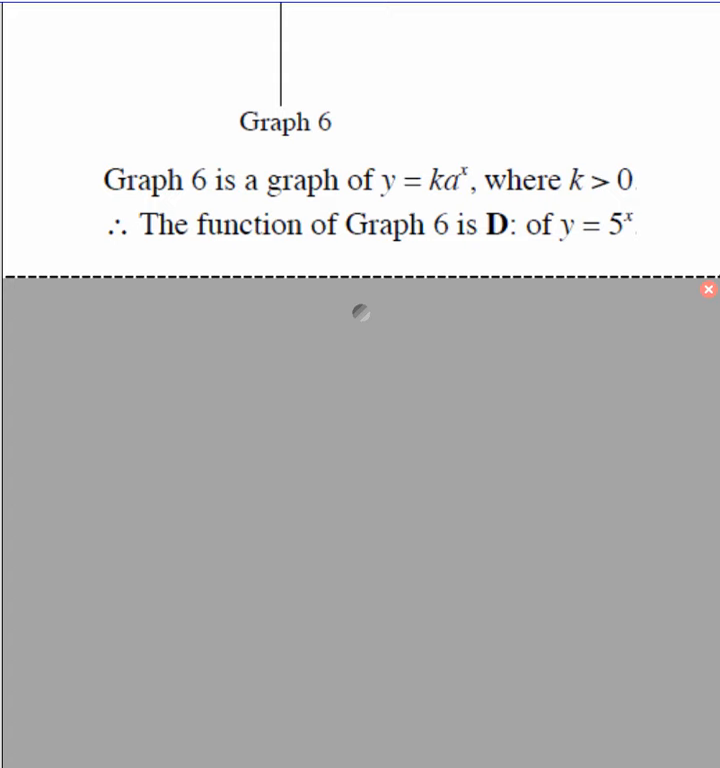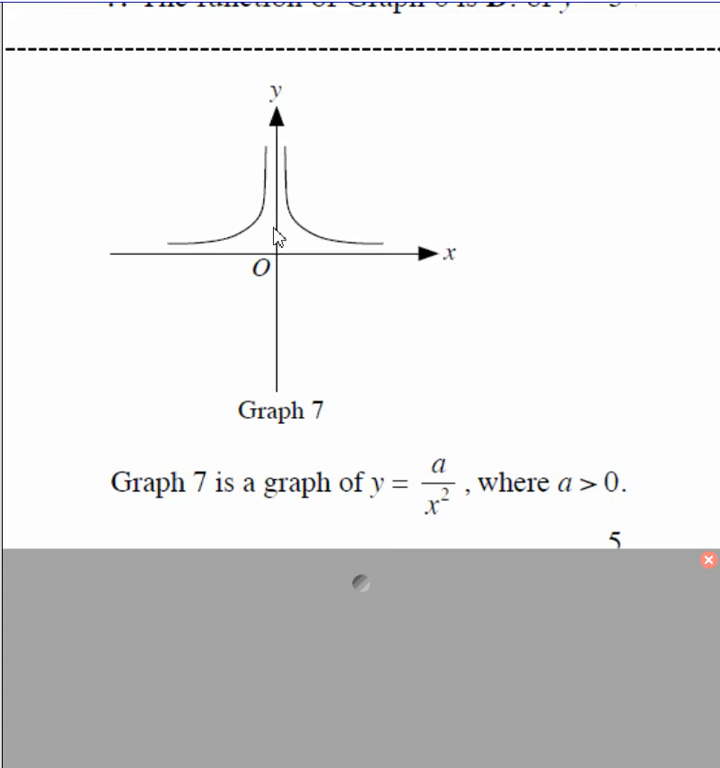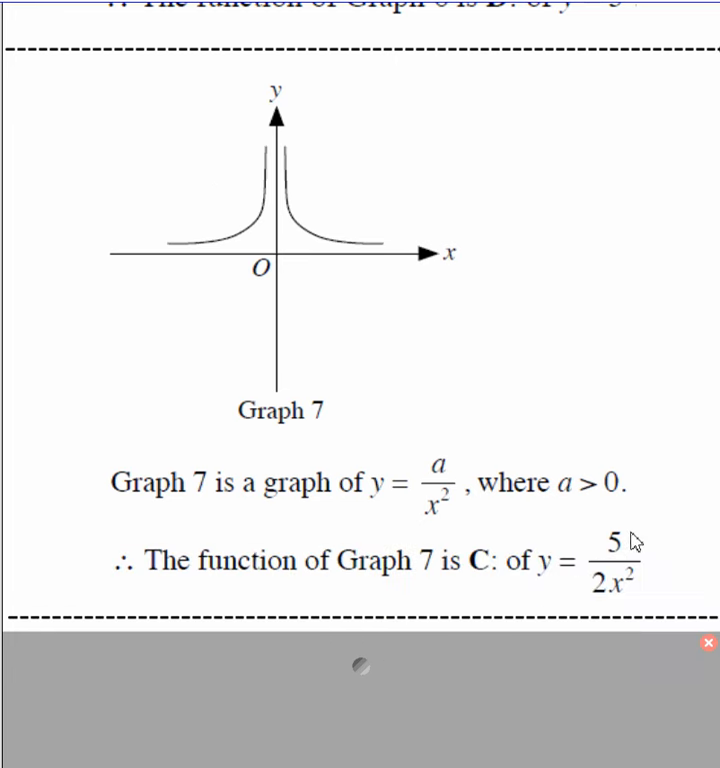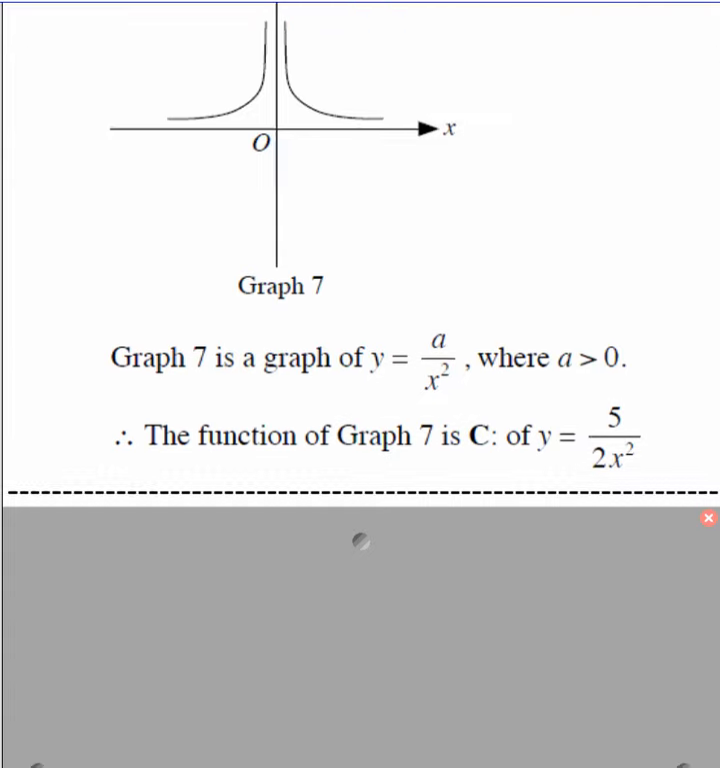Now again, this one is reminding us of denominator x squared. It is in the first and second quadrant, so the numerator is positive. So a is greater than 0. This type of equation will sketch this shape of the graph.